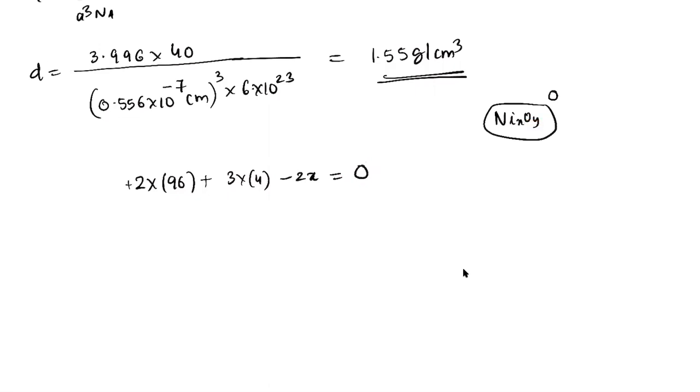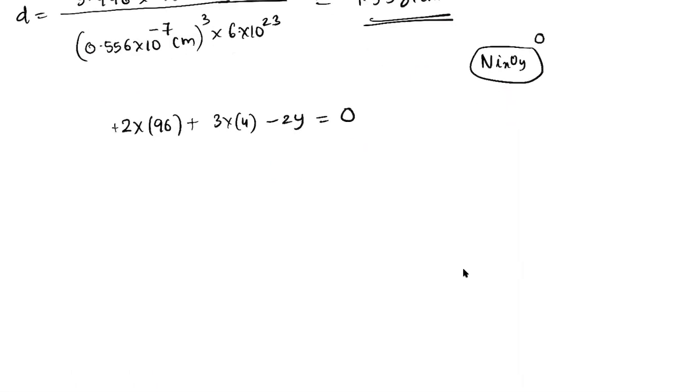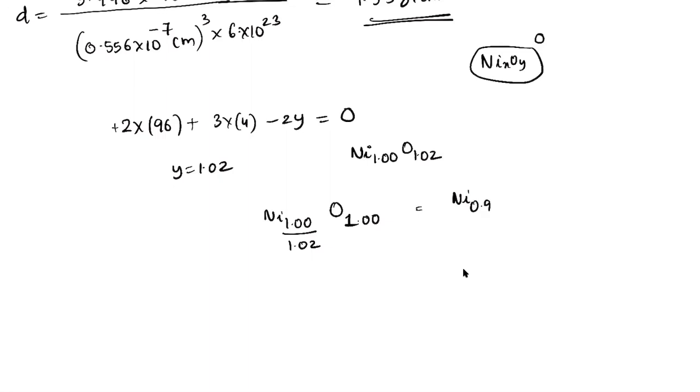Suppose there is Y amount of oxygen present. 2 is the charge on it, so the total charge should be equal to 0. If we calculate Y from here, Y is coming out as 1.02. Since it is 1.02, it means nickel is 1.00 and oxygen is 1.02. Because the impurity is with the nickel, just divide everything by 1.02: nickel as 1.00 divided by 1.02, and oxygen as 1.00. So this would come approximately to 0.98 and oxygen as 1.00. This will be the formula.